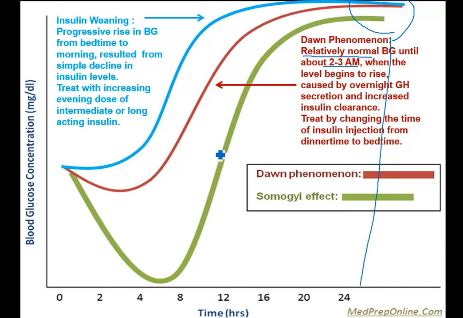The blood glucose level starts to rise until the morning, and this is caused by the overnight growth hormone secretion and increased insulin clearance. In this situation, the treatment is to change the time of the insulin from dinner time to bedtime.